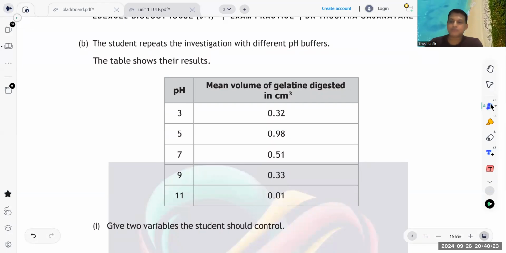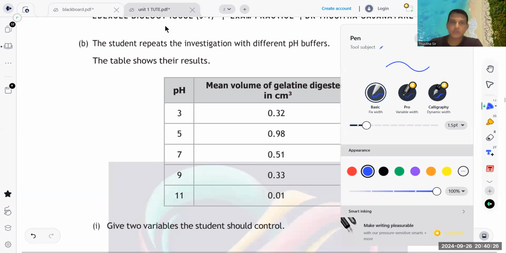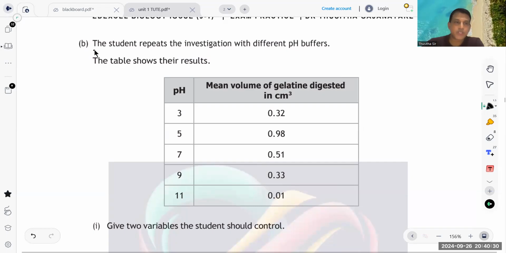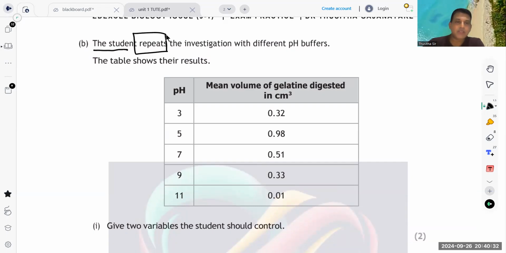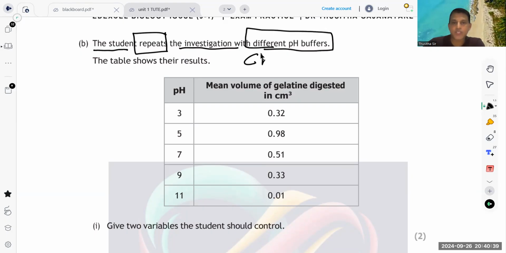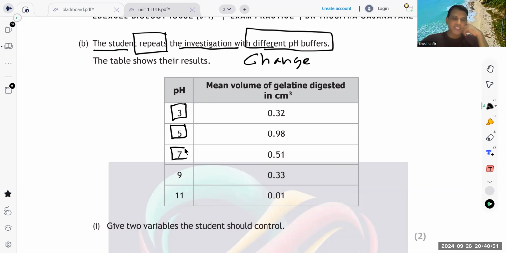Okay, now here the student repeats the experiment with different pH buffers. This time the student uses different pH buffers. They change the pH. So you can see pH 3, pH 5, pH 7, pH 9, pH 11. The student changed the pH.